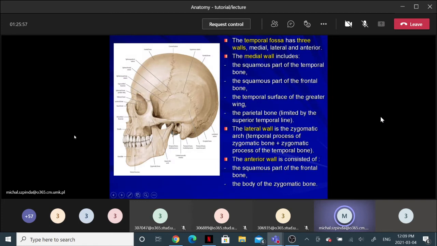This is something new, referring to the cranial fossae, because they now have geometrical walls.